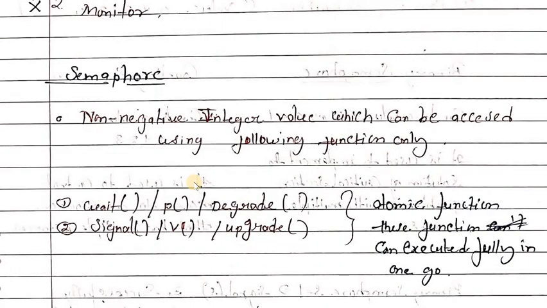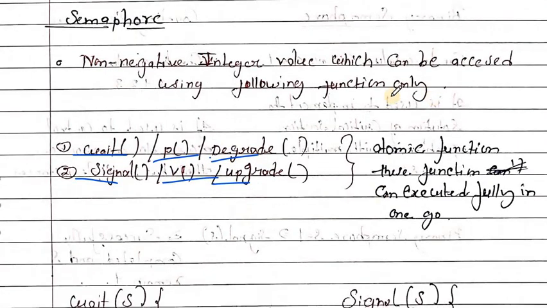The semaphore synchronization tool is a non-negative integer value which can be accessed using the following functions, called wait and signal. They are also denoted by the P and V functions. Wait and signal are also called degrade or upgrade functions. These are atomic functions.